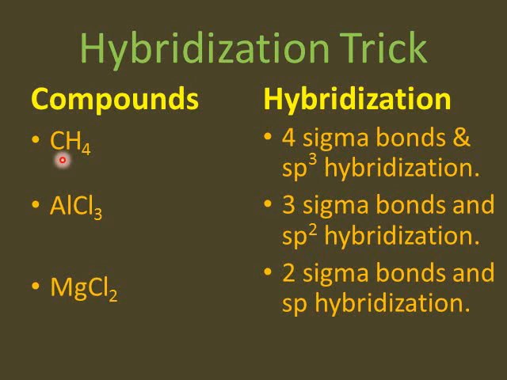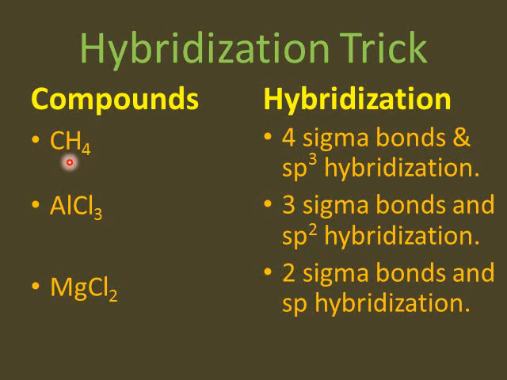Carbon belongs to which group? Group number 14. So how many electrons are present in the valence shell of carbon? Yes, 4 electrons. We have to consider these 4 electrons to understand the hybridization trick.